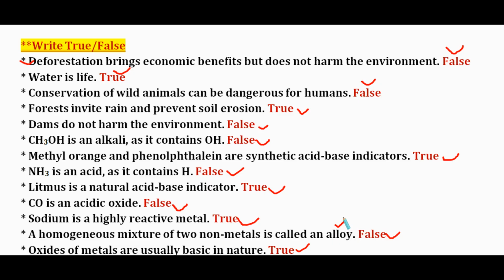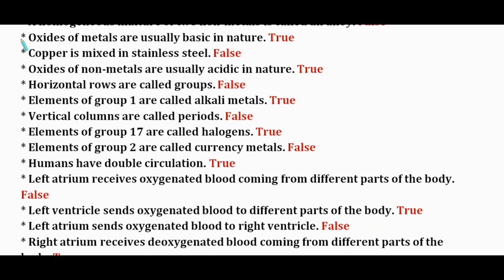Alloy is a mixture of metals and metals, or metals with non-metals. Next: oxides of metals are usually basic in nature. True. Copper is mixed in stainless steel. False. Oxides of non-metals are usually acidic in nature. True.